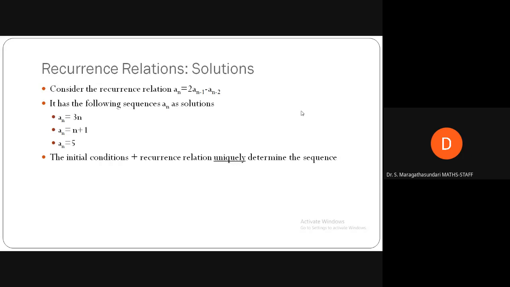Here we just consider a basic recurrence relation: an equal to 2an minus 1 minus an minus 2. What sequences does it have as solutions? It has the following sequences an as solutions: an equal to 3n, an equal to n plus 1, and an equal to 5. You can check all these values. Therefore, the initial conditions plus the recurrence relation uniquely determine the sequence.